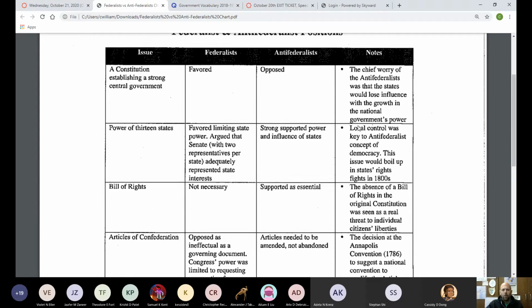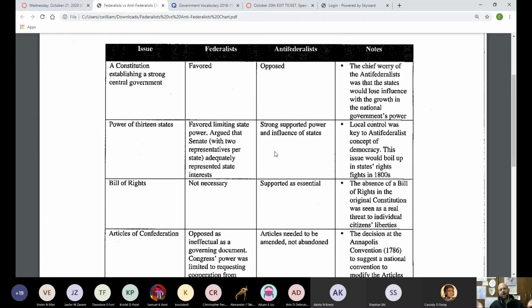Okay? Now, when it comes to the power of the 13 states, it's going to be the opposite again. Federalists, because they favor a strong central government, are not going to also want strong state governments. You can't have both because they're going to constantly clash with each other. So the Federalists favored limited state power. Ultimately, they were going to have plenty of representation in the Congress, including the Senate, but ultimately, the authority has to be within the federal government. Now, obviously, Anti-Federalists are going to feel the opposite of that because they want to keep state sovereignty and power at a high level, okay? So they're fearful of this new federal government and what it could mean, all right?